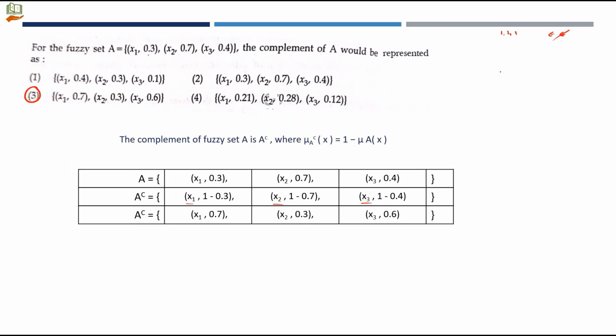But in fuzzy sets you have membership values that lie between 0 and 1. The value will say how much membership it has. That is called the degree of membership. So in this case x1 has 0.3 degree, x2 has 0.7 degree and x3 has 0.4 degree. Since it is with respect to the range 0 to 1, for calculating the complement we subtract it from 1.